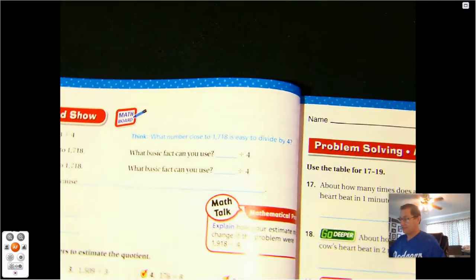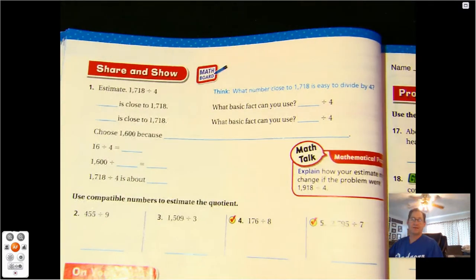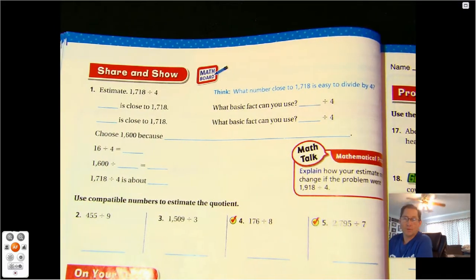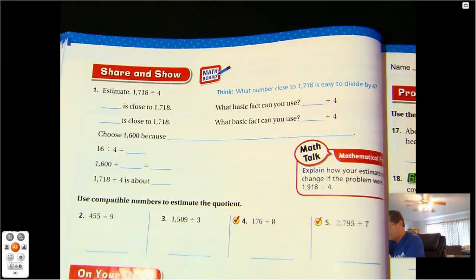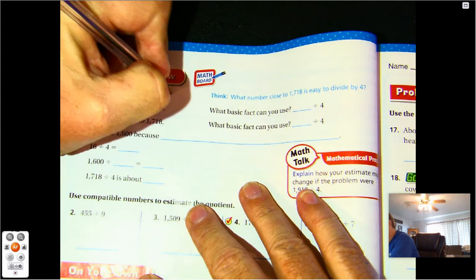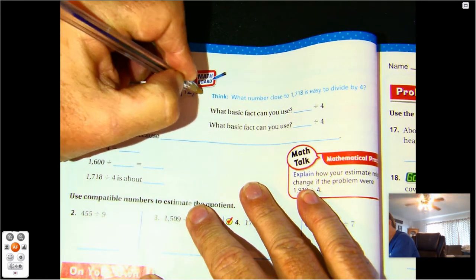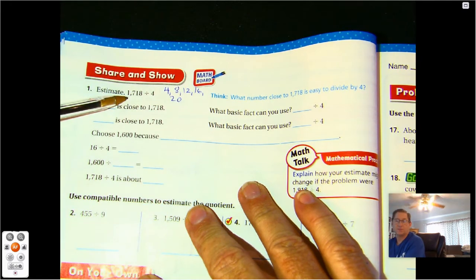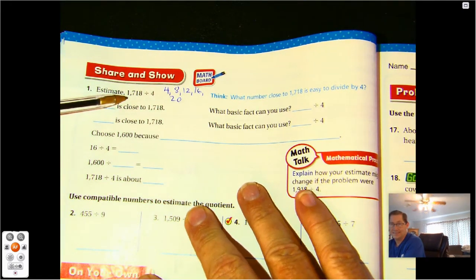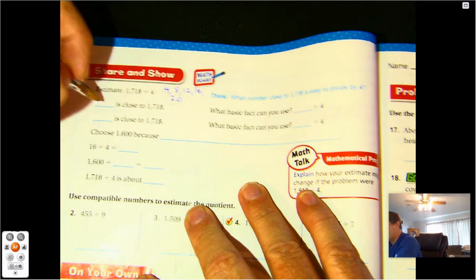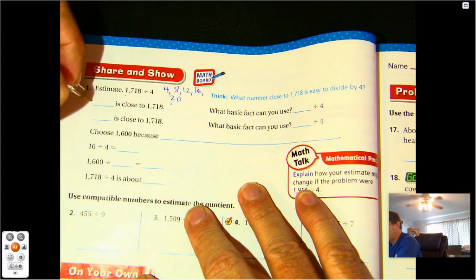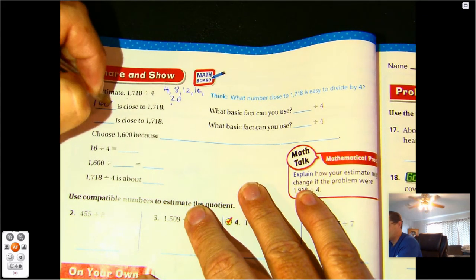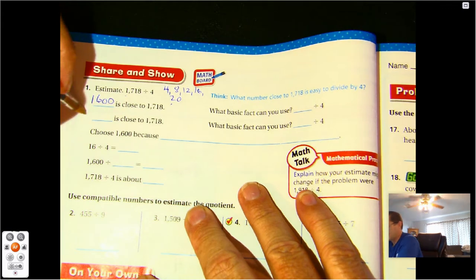Okay, number 1. Estimate 1,718 divided by 4. When I skip count by 4, I go 4, 8, 12, 16, 20. Which of those are closest to 1,718? I think I'm going to use 16, so 1,600 and 2,000.